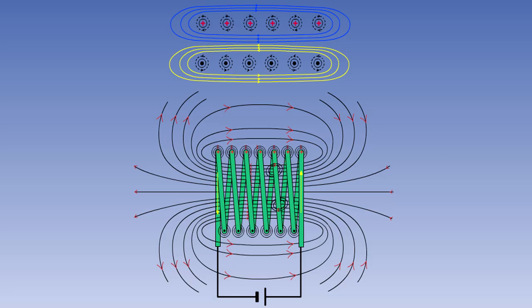This can be done very effectively by forming an insulated wire into a coil. The two ends of the coil will act as magnetic north and south poles. This device is known as an electromagnet or solenoid.